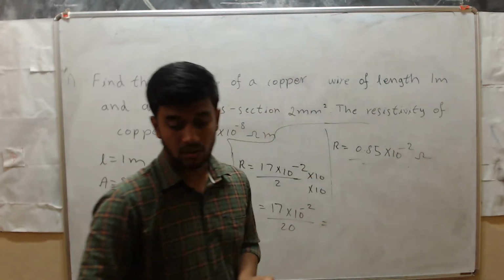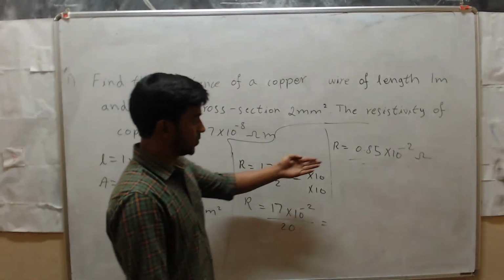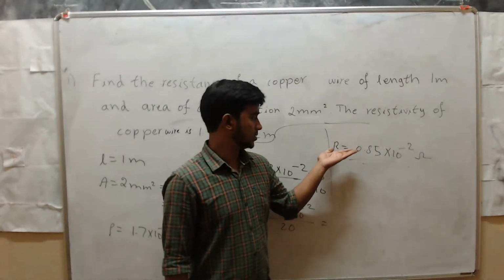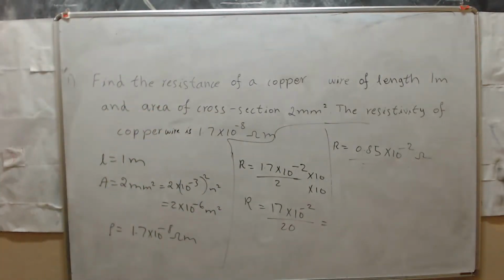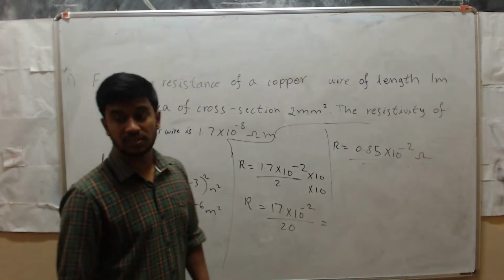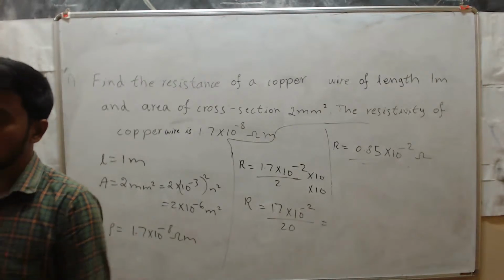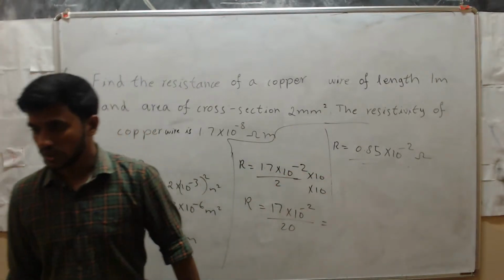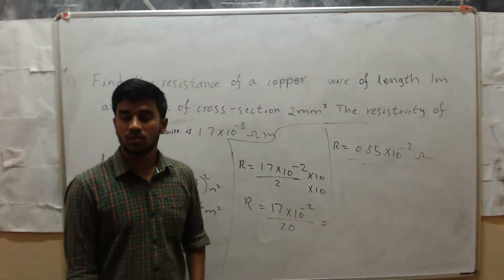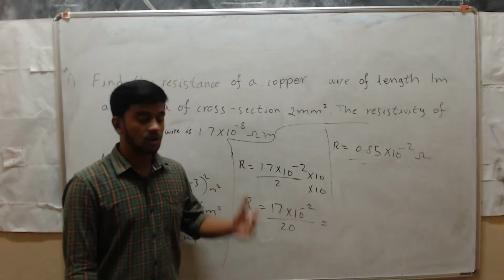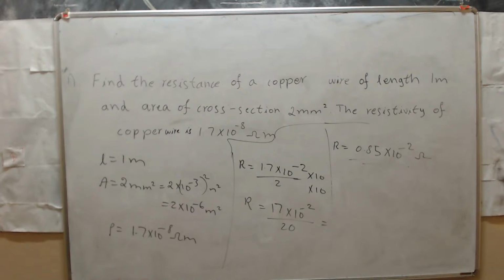See here, earlier we got 50 ohm and 20 ohm for nichrome wire. Now here we got 0.85, which is less than 1. What does it indicate? It means that nichrome wire has more resistance, and copper wire has very little resistance. Why? Because copper is a good conductor, so it is a very easy path for the movement of electrons. In nichrome wire it is a little bit difficult, because there is more resistance.